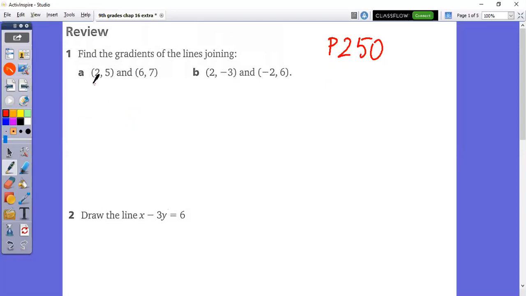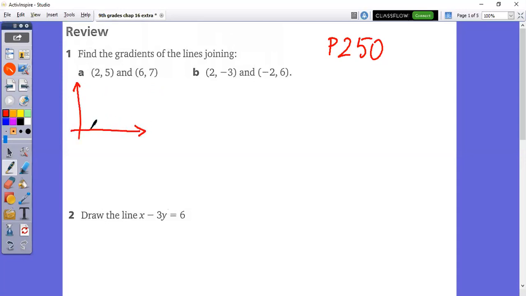On page 250, review question 1. Find the gradients of the lines joining (2, 5) and (6, 7). Let's try to solve this question, locating our points approximately on the coordinate plane.